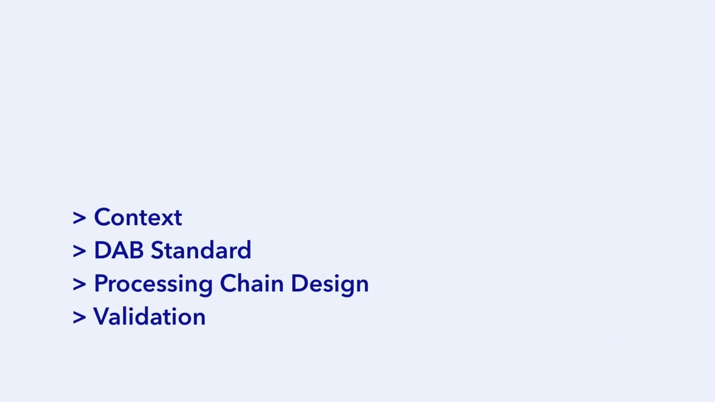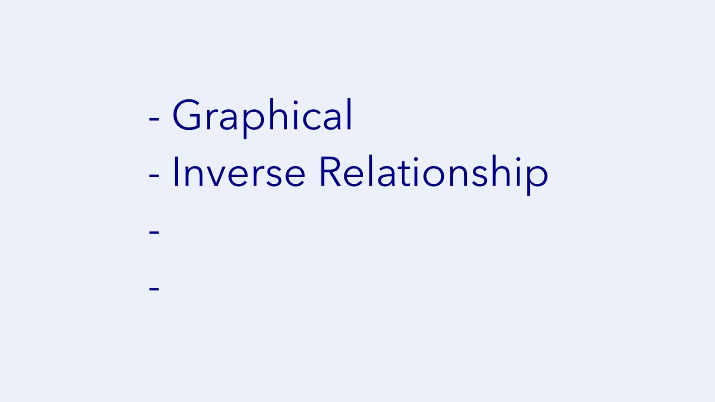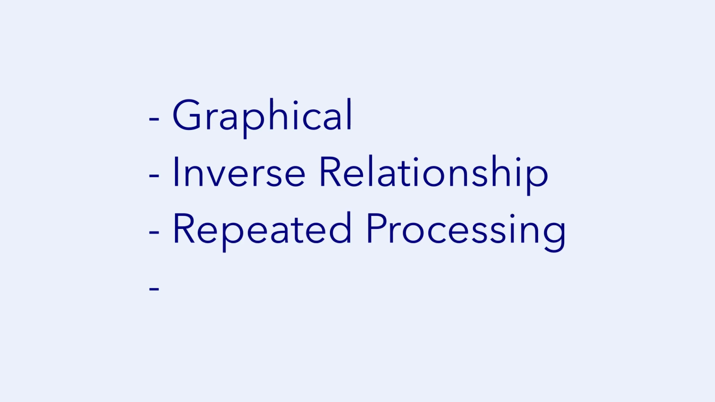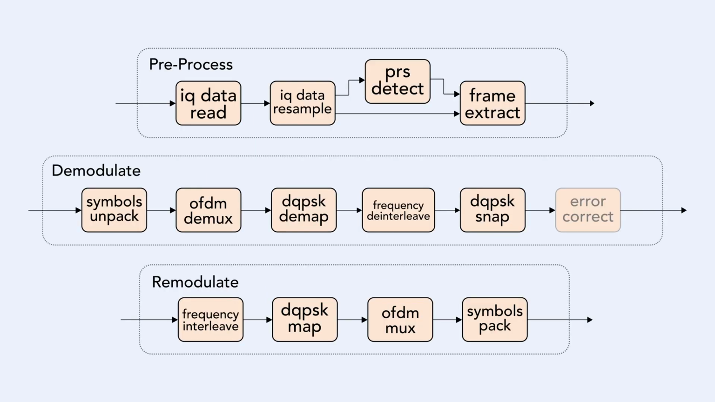It was vitally important to validate the designed processing chain, and 4 sets of tests were performed for this purpose. These were graphical tests, inverse relationship tests, repeated processing tests, and reference data tests. All of these tests passed with a variety of input data, and therefore there was cogent evidence that the designed processing chain was indeed working.